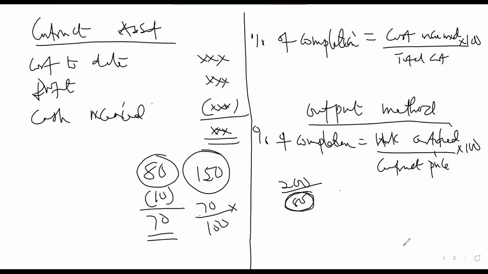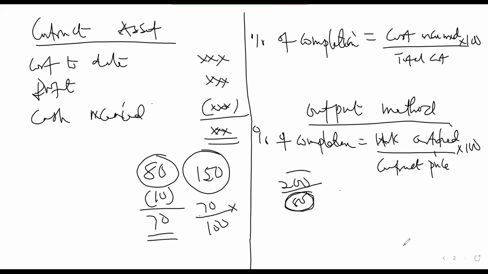Okay, the output method, what we do is that we use the revenue. This is a contract, this is construction. We know how contract costing works. After doing the work, a professional will come and inspect the work, and give you the portion of the work that is completed, which we call the work certified. So that is the portion of the work that has been completed.